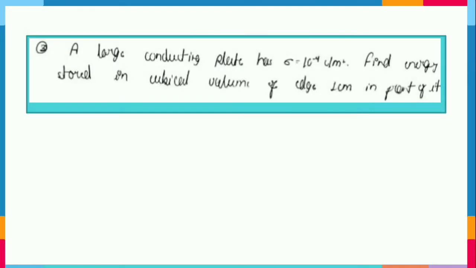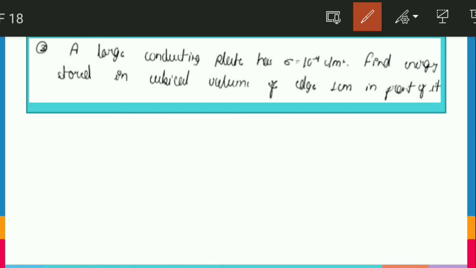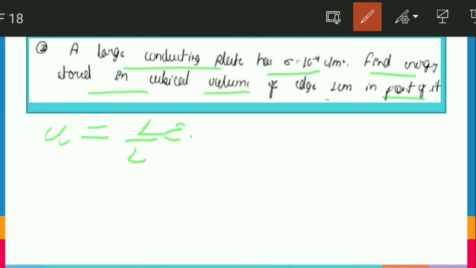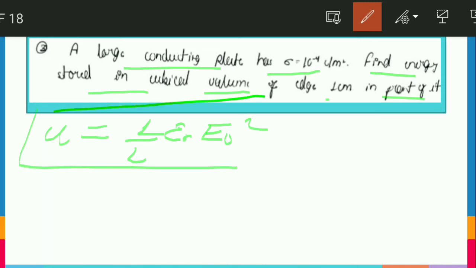Friends, let's see this question. It says a large conducting plate has sigma, meaning surface charge density, equal to 10^-4 coulomb per meter square. Find the energy stored in a cubical volume of side 1 centimeter in front of it. First of all, we write one equation, U equals half epsilon naught E naught square. I think you know this formula; it is called energy density.